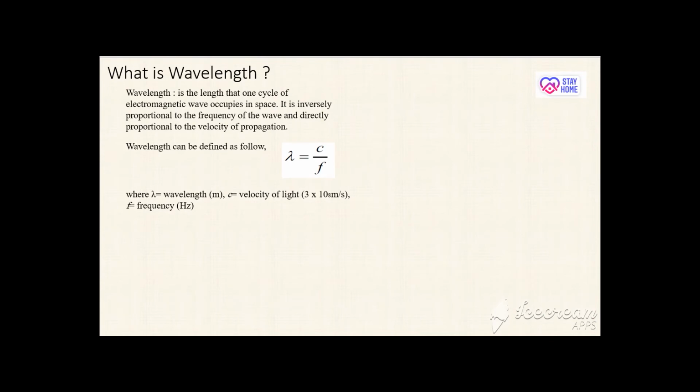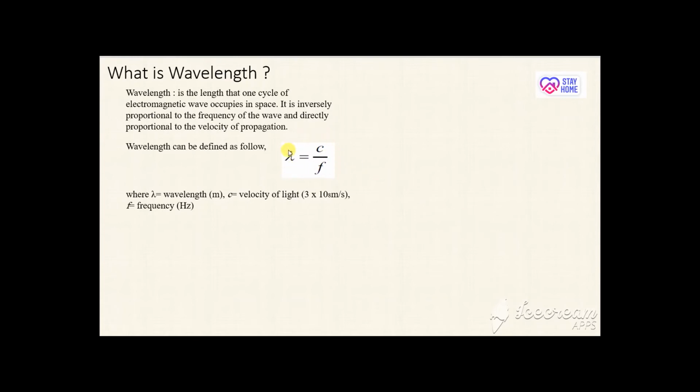Now I'm going to explain about wavelength. Wavelength is the length that one cycle of an electromagnetic wave occupies in space. So we said that the frequency comes in a half circle in the positive side and a half circle in the negative side. So we have wavelength. The wavelength is when the whole circle has been done with respect to time. So that's wavelength.